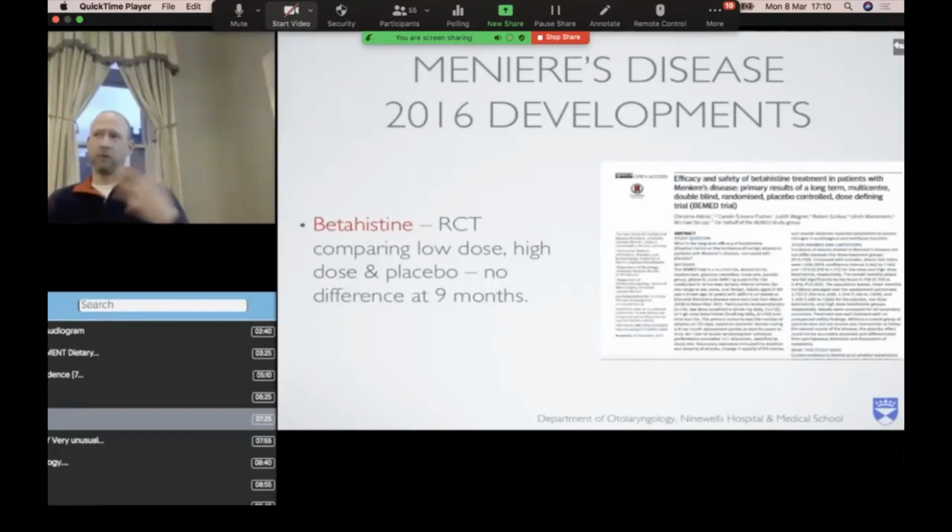But if you're aware and you're comfortable with giving a placebo, that's fine. Betahistine costs about £2 a month. It doesn't really have many side effects. So as a placebo, it's quite useful, quite a good thing to use. You just got to be aware of it.